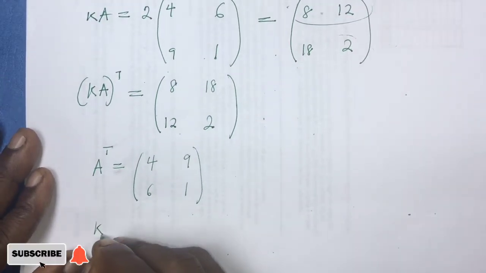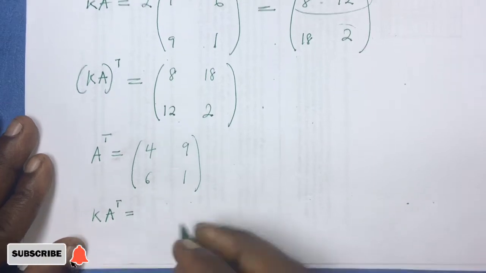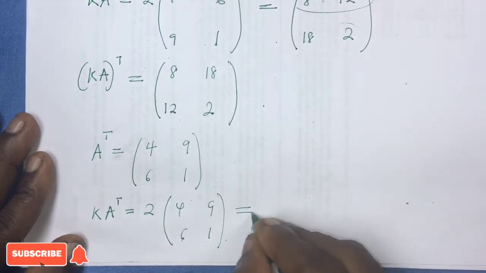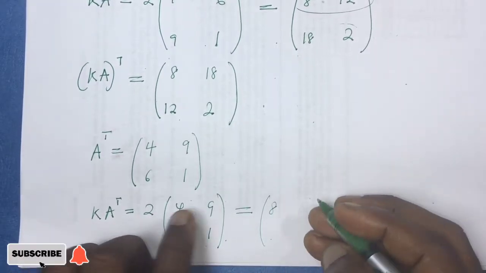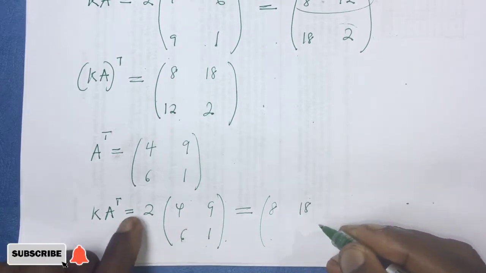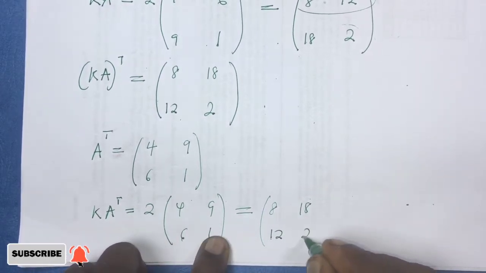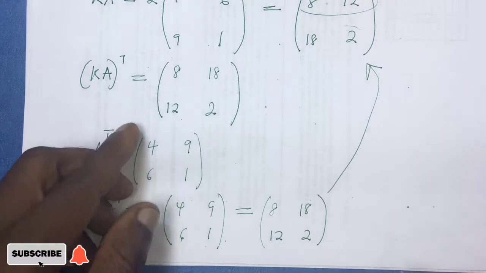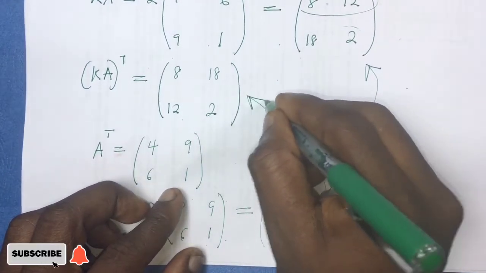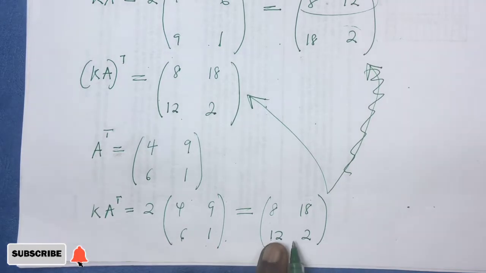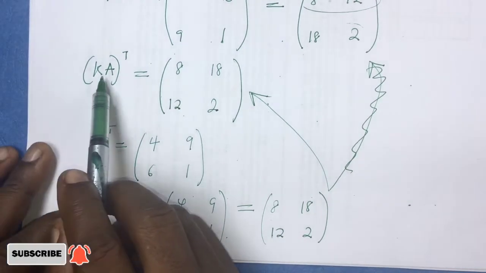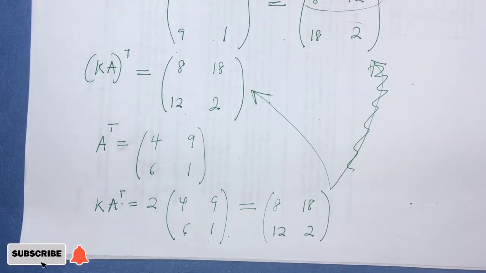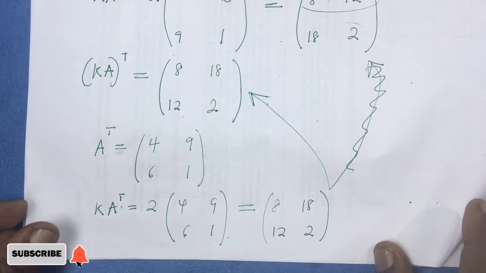Now, if you take K to multiply A transpose, using 2 to multiply 4, 9, 6, 1, what would that give you? It will give you 2 times 4, which is 8, 2 times 9, which is 18, 2 times 6, which is 12, and 2 times 1, which is 2. Notice that the result for K times A all transpose is not different from the result for K times A transpose. That is, K times A all transpose gives the same result as K times A transpose. Okay? Now, that shows property 2.